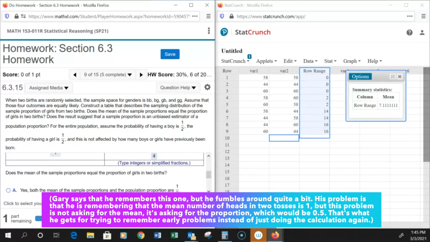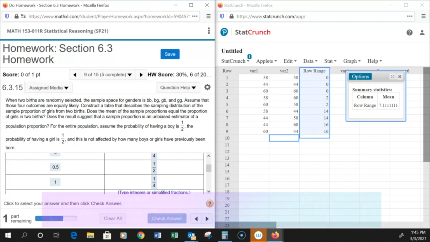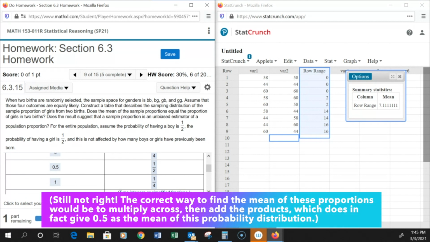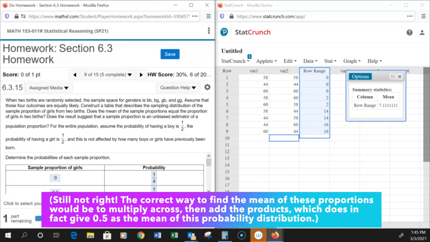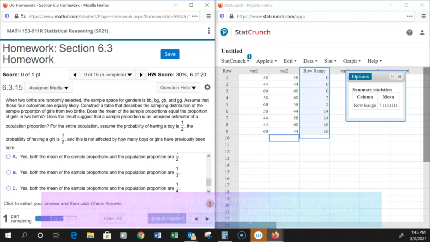Sorry, it had a mean of 1/2. Had a mean of 1/2, and you say, well, what's the mean of these? And you add them together. 1/4 plus 1/2 plus 1/4. I'm thinking that's 1. Find the mean of these.